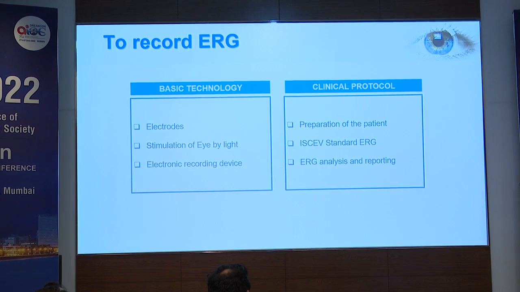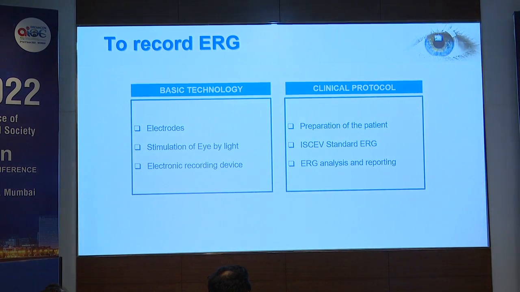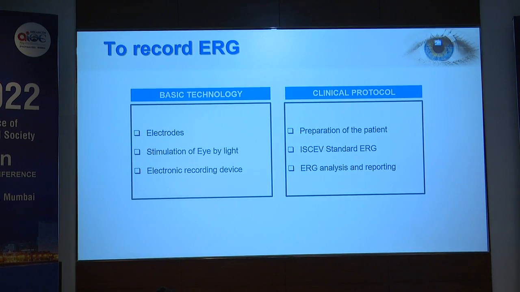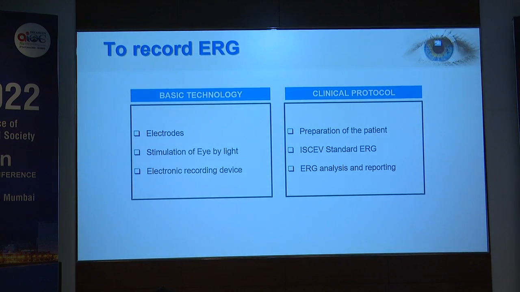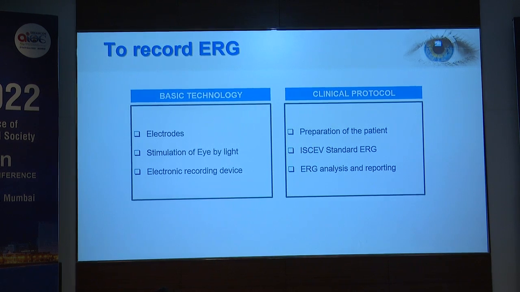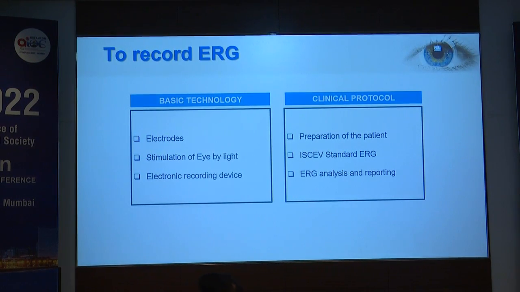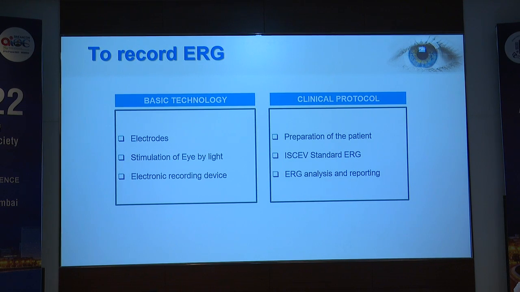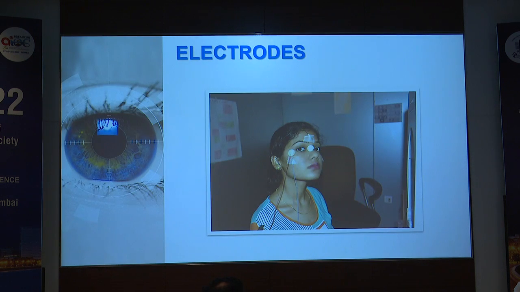Now, to record an ERG, it's important that we understand 2 important factors. Number 1, the basic technology, and second, the clinical protocol. The basic technology includes understanding the electrodes that we use, the stimulation of the eye by the light, and the electronic recording devices. The clinical protocol includes preparation of the patient, understanding the ISCEV standard ERG, and finally, the analysis and the reporting of the ERG. First, the electrodes that we use.